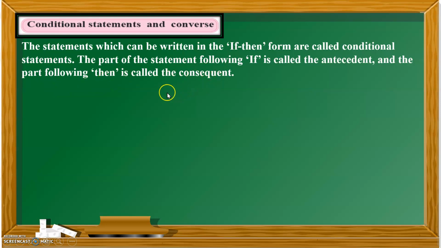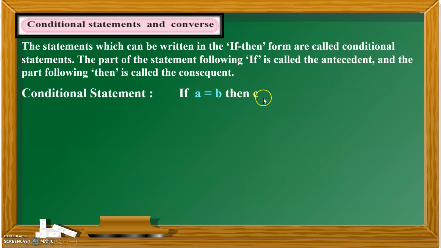Let us understand with the help of an example. Let us take a conditional statement, that is, if A is equal to B, then C is equal to D. That means if A equal to B happens, then only C equal to D will happen. This is the condition. Now let us understand the part of the statement following if. That means what is coming after if: A equal to B. So this will become our antecedent, and what is coming after then: C equal to D. So this will become our consequent.